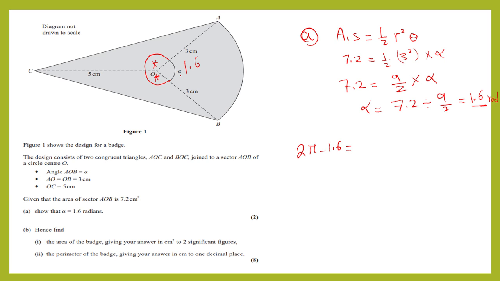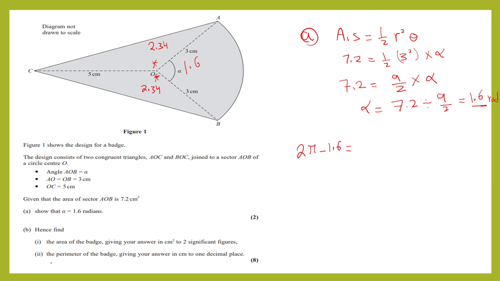So if you calculate in this part, 2 pi minus 1.6 divided by 2, approximately each one of them is 2.34. So here is 2.34, and here 2.34. This angle is 2.34, and this angle is 2.34.